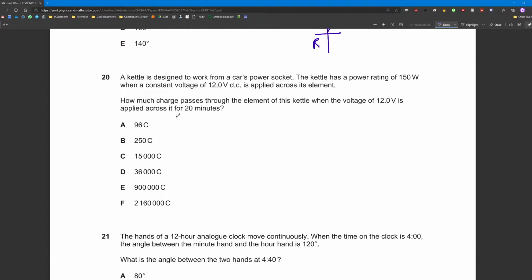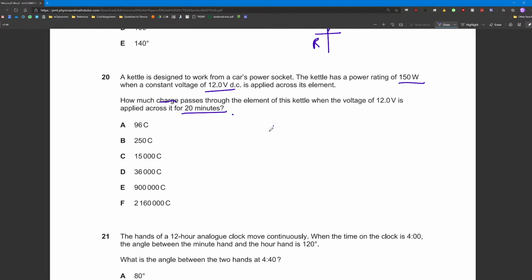A kettle is designed to work from a car's power socket. The kettle has a power rating of 150 watts with a constant voltage of 12 applied across its element. How much charge passes through the element of this kettle when the voltage is applied for 20 minutes?